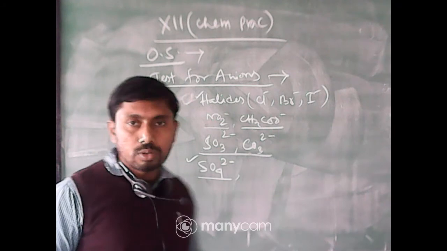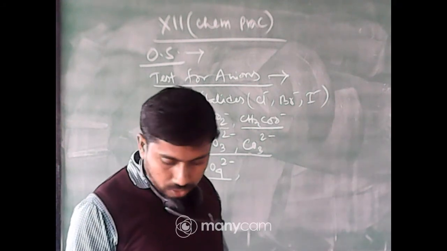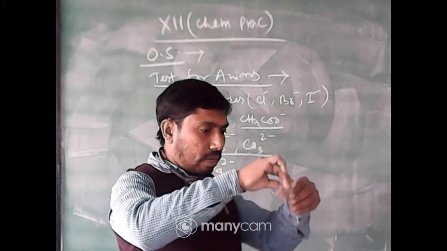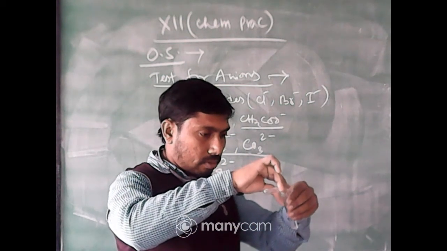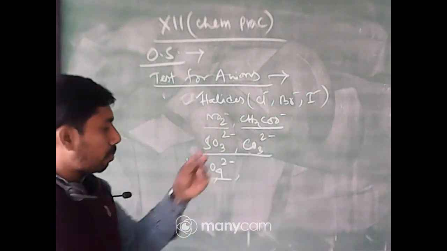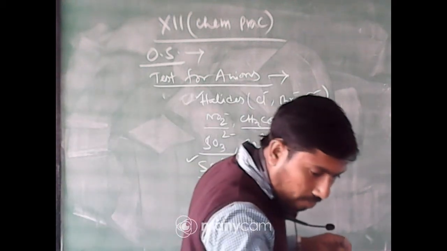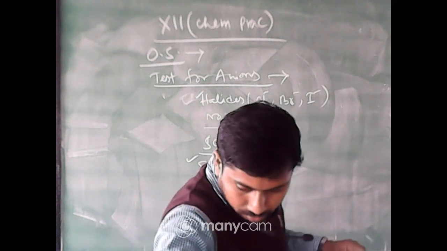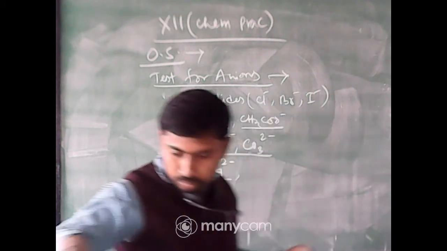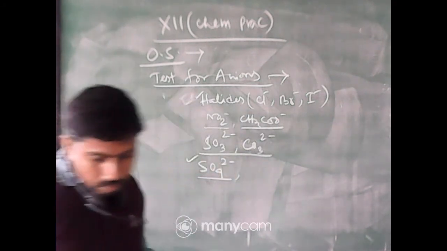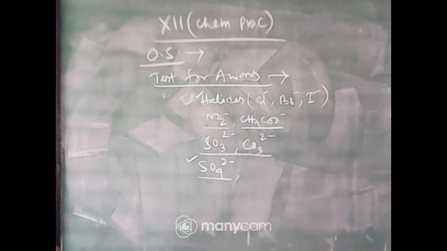Now I will move to sulfate. So the test for sulfate: taking the OS, next adding barium chloride to it. Now barium chloride will be added here.